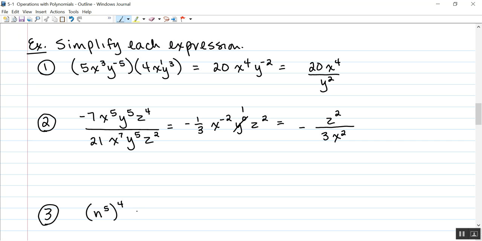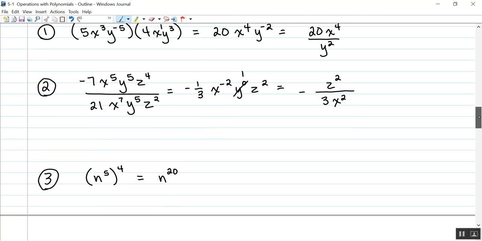Number 3, n to the 5th, the whole thing to the 4th power. Remember, multiply your exponents, n to the 20th.